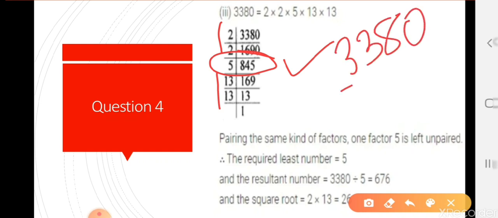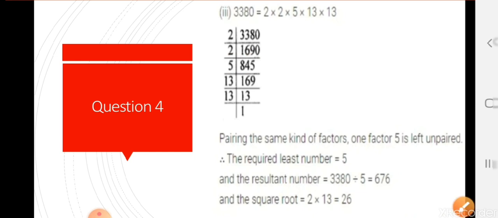When we divide by 5, we will get the required number, and the resultant number will be 3380 divided by 5. It will be 676. So when you take out the square root of 676 by prime factorization, the answer will come 26.